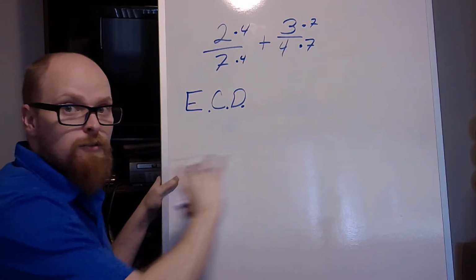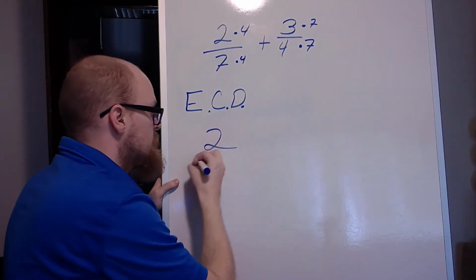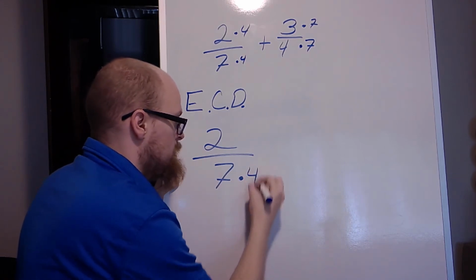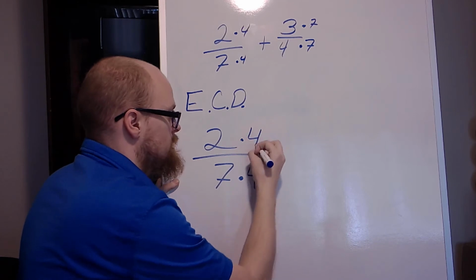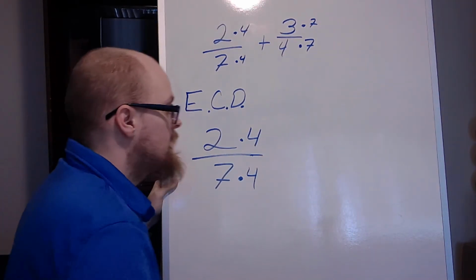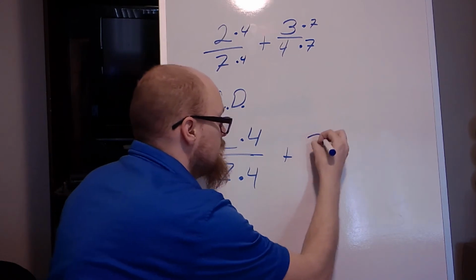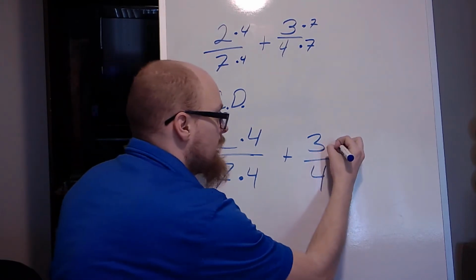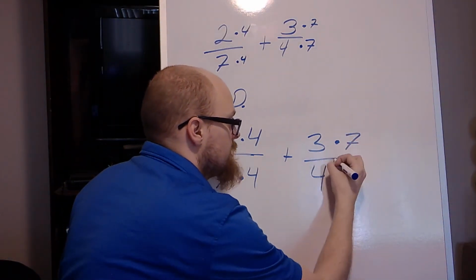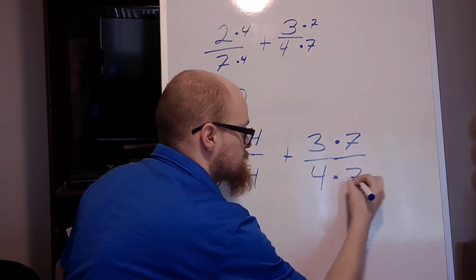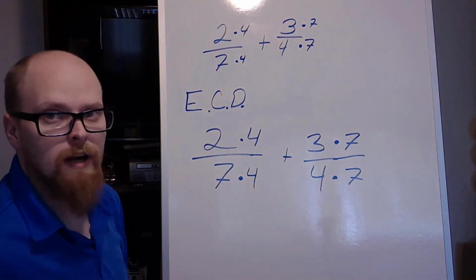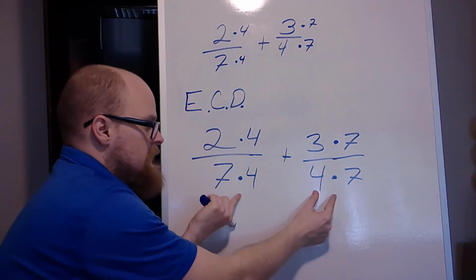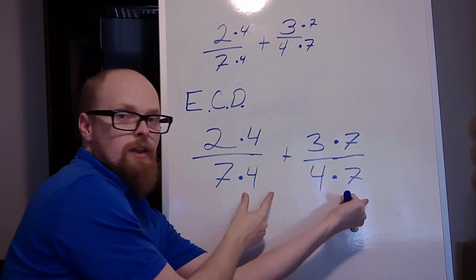Okay? So I'm going to write this out nice and big down here. So we got 2 over 7 that we're going to multiply by 4. Okay? And I'm adding to that a 3 over 4 that I am now going to multiply by 7. Now if you're looking at me now and going, where did I get the 4 and 7? Remember, those are my original denominators, and I've taken them and I've simply multiplied them by each other.